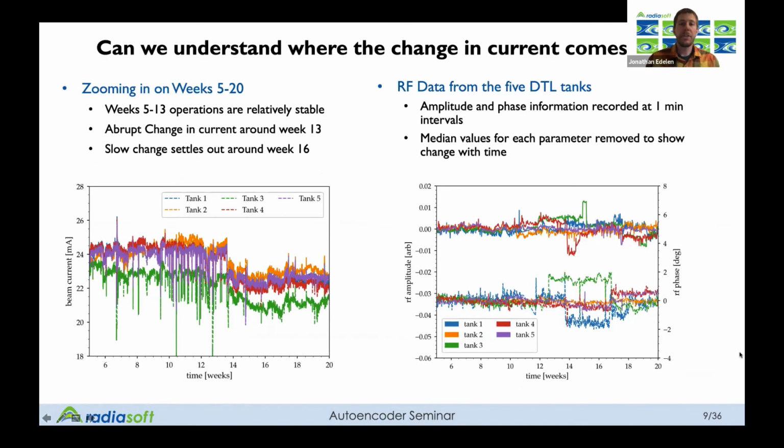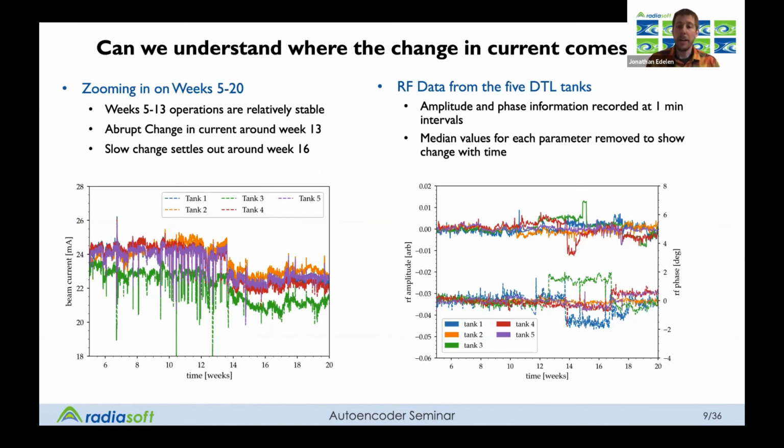So this is just taking a little bit of a zoom in on the data set that we used for the autoencoder. On the left, this is the beam current data, and I've just taken off the first 5 weeks. I've zoomed in on the scale of interest, and we can see clearly that there is a shift in the output current in all 5 tanks, and that it drifts a little bit and then settles out at some new value that's a bit lower than it was during stable operations.